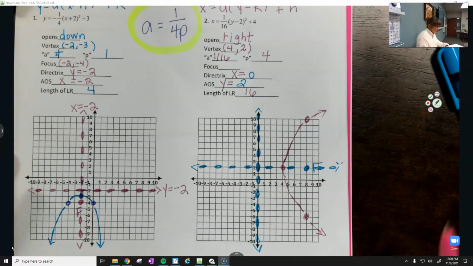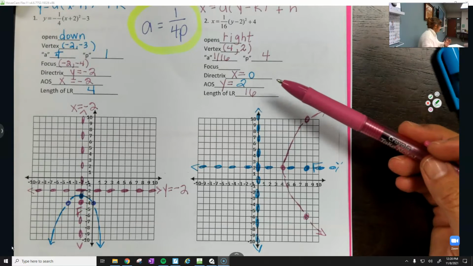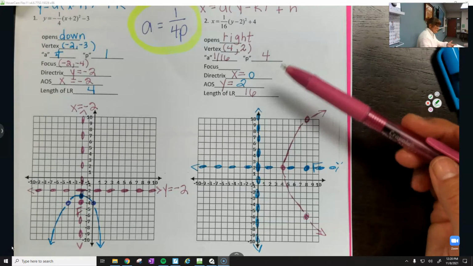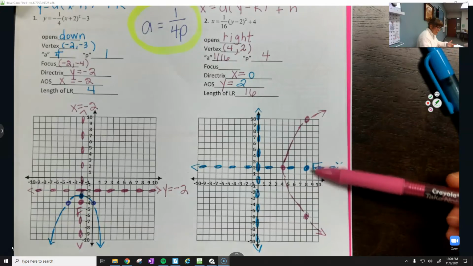One last thing, I always go back and check my blanks, guys, because a lot of this stuff is easier if you graph it first. The only other blank I don't have is the focus, so I need to go back and write +8, +2 for the focus.